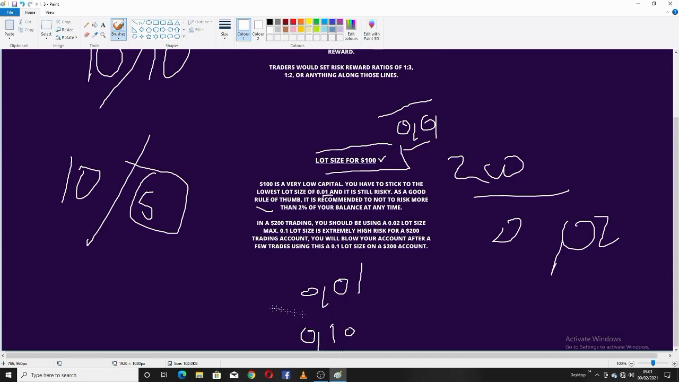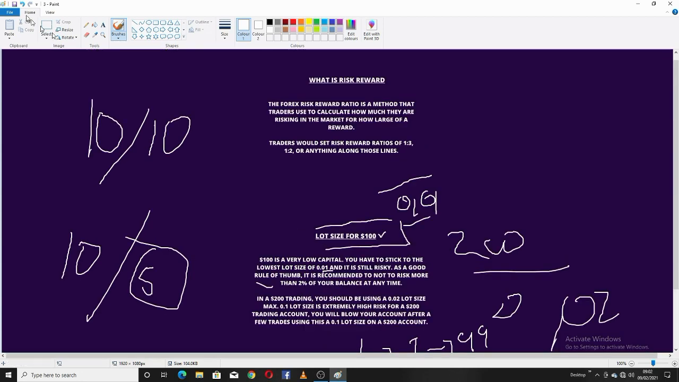Remember, I said there's 0.01 and 0.10. If this guy loses 1%, that's $1. This guy still has 99. But if this guy, on the same $100 account, loses, he loses $10, and now he's left with 90. You see, there's high potential profit, but there's high potential losses too. So that's the idea behind lot size usage.